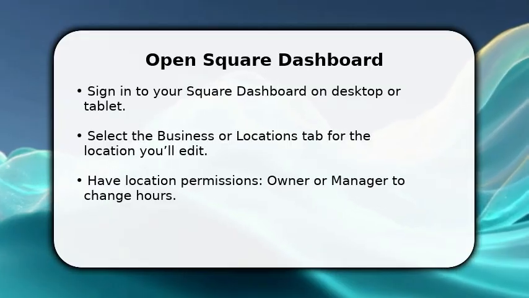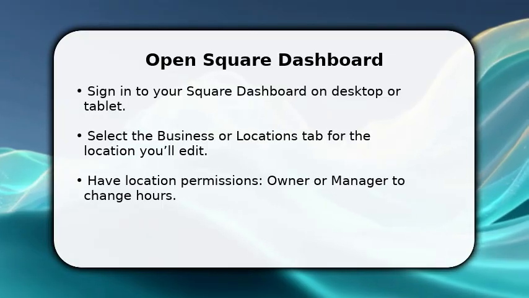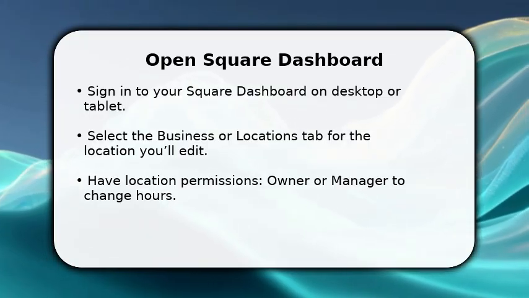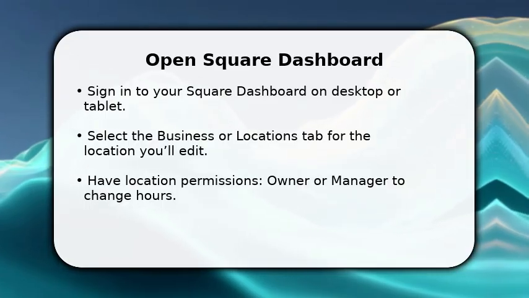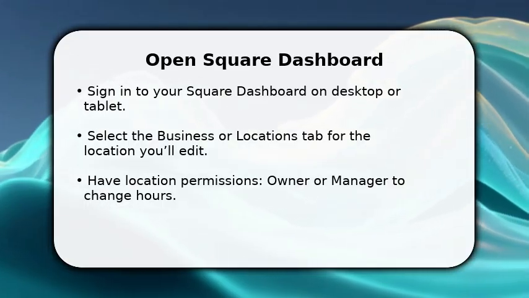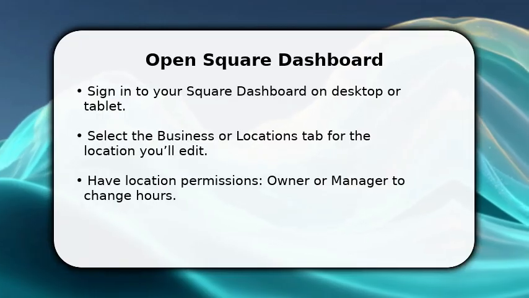You start at the Square dashboard because that's where hours live. Sign in and pick the Business or Locations tab for the site you're updating. Once selected, make sure you have owner or manager permissions so you can save changes.